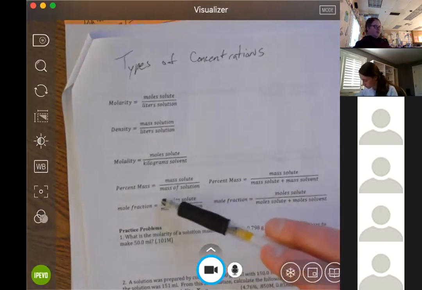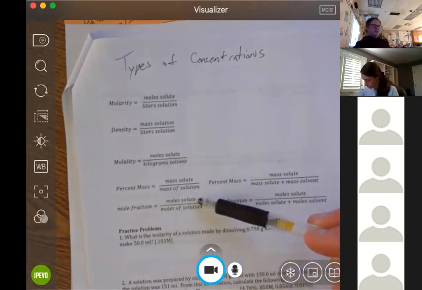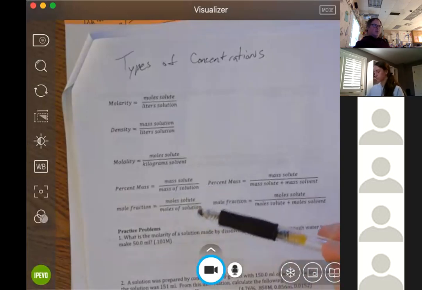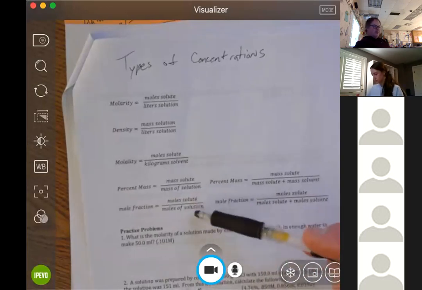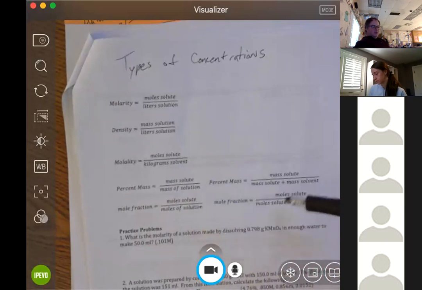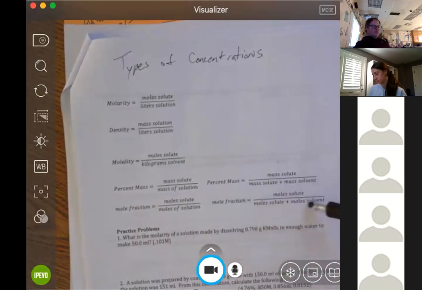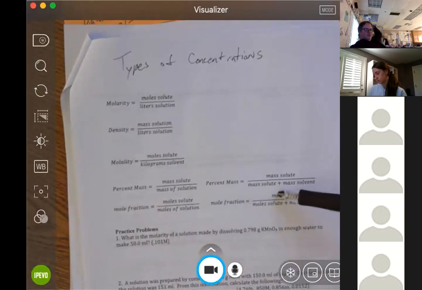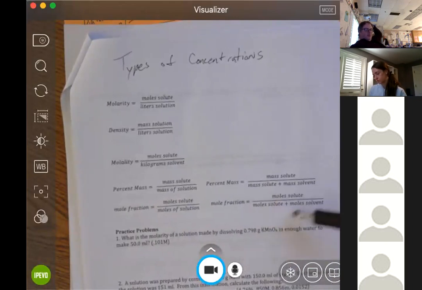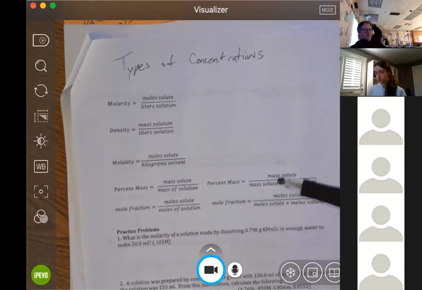And down here, mole fraction is the moles of the solute, or in reality, the moles of the part divided by the moles of the whole. So a lot of times you'll find the mole fraction for the solute, the moles of solute over moles of solute plus moles of solvent. But you could be doing the moles of solution or solvent over moles of total. You can find the mole fraction for that. So those are the different types of concentration.